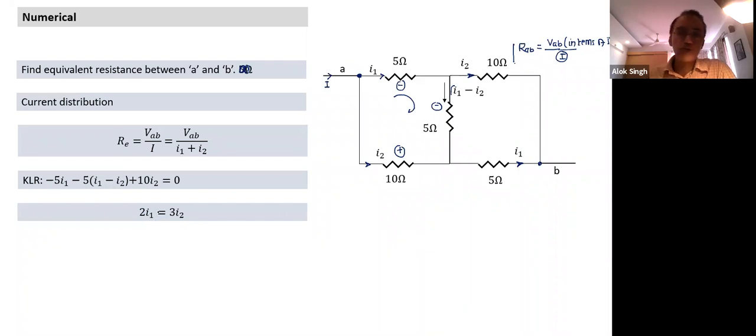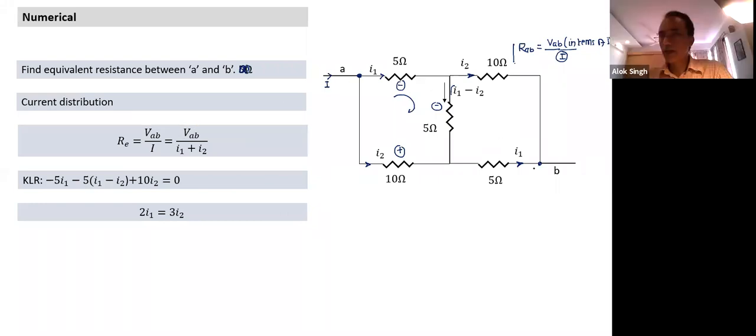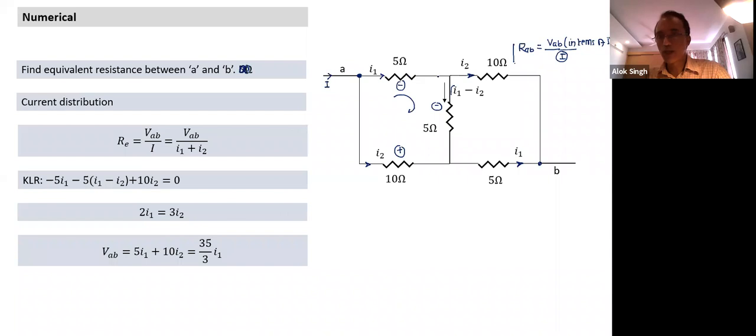What should I do next? I have to find the potential difference, so I have to find VA minus VB. How do I find the potential difference between 2 points? I start from the first point and write plus and minus signs until I reach the final point. How many paths are possible? A number of paths are possible. I choose any path. I have chosen this path, and I find the potential difference VAB is equal to 5 into I1 plus 10 into I2.